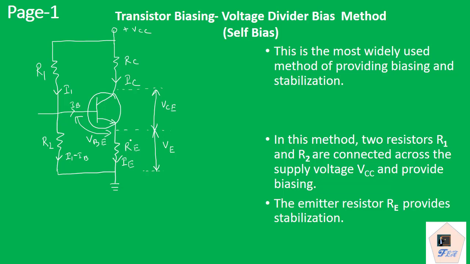And here you see RE, the emitter resistor we are using, and this is a very important resistor. Later on, we will be seeing that it is very important to achieve good stabilization. As I have mentioned, because of this R1 and R2 resistor network, which is basically a voltage divider network, this self-bias technique is also known as voltage divider bias or potential divider bias.